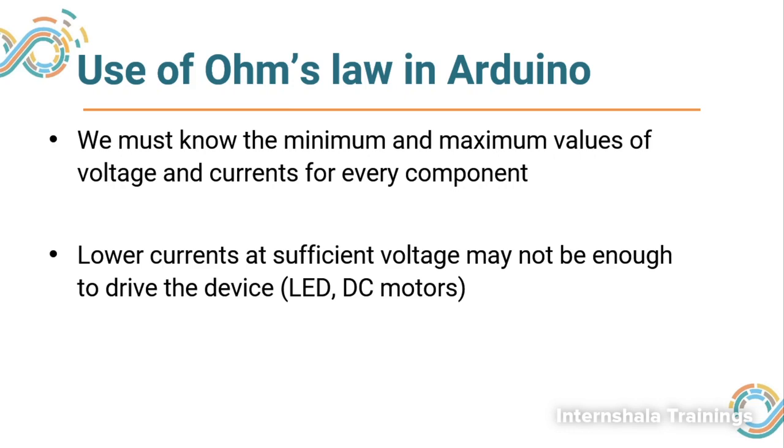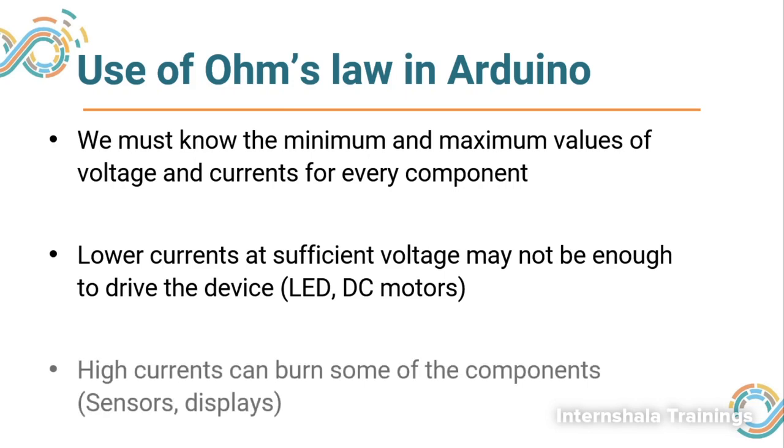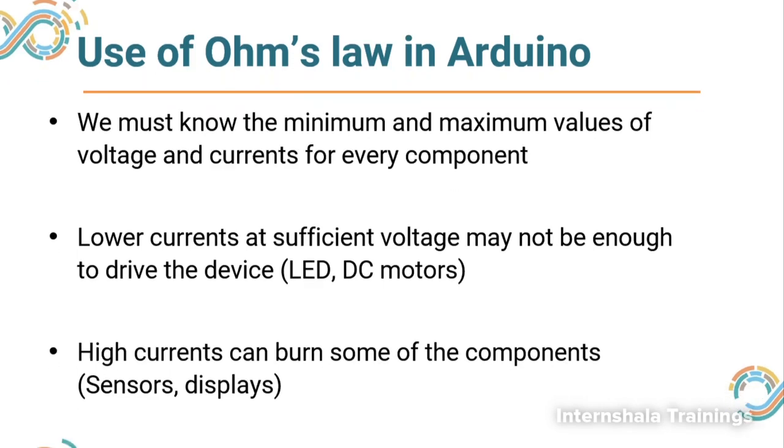Consider one example, you want to glow an LED. If you do not provide sufficient voltage or current, the LED will not glow. If you do not provide sufficient current to a DC motor, it will not start rotating. Similarly, if you provide anything more than the maximum, your components can burn. Your sensors, your displays, your motors or LEDs, they can burn if you provide voltage or current more than the specified limit. And how do you know these limits? Ohm's law. That is going to help you.